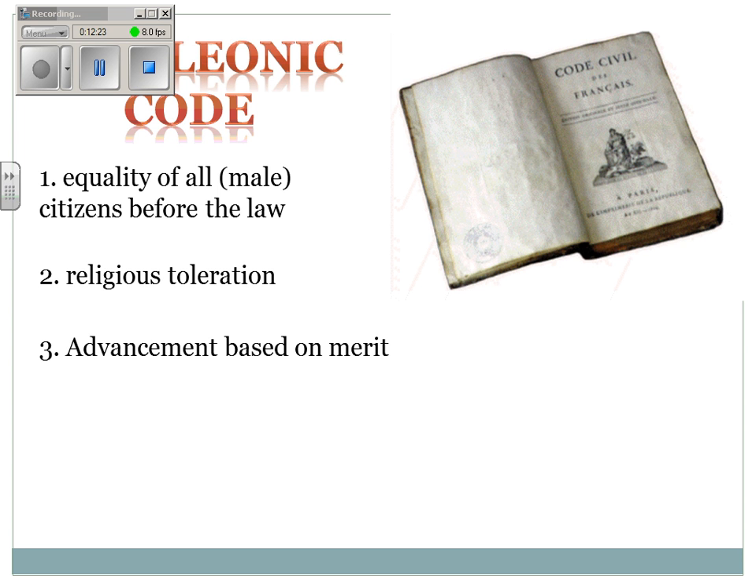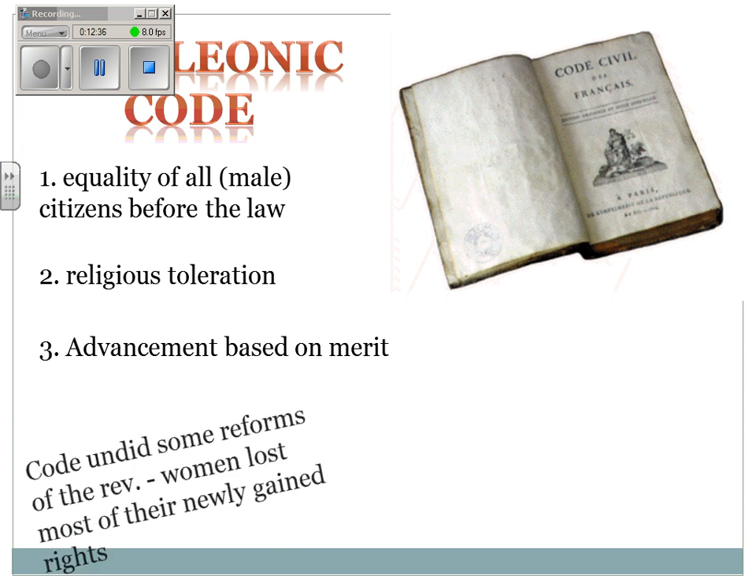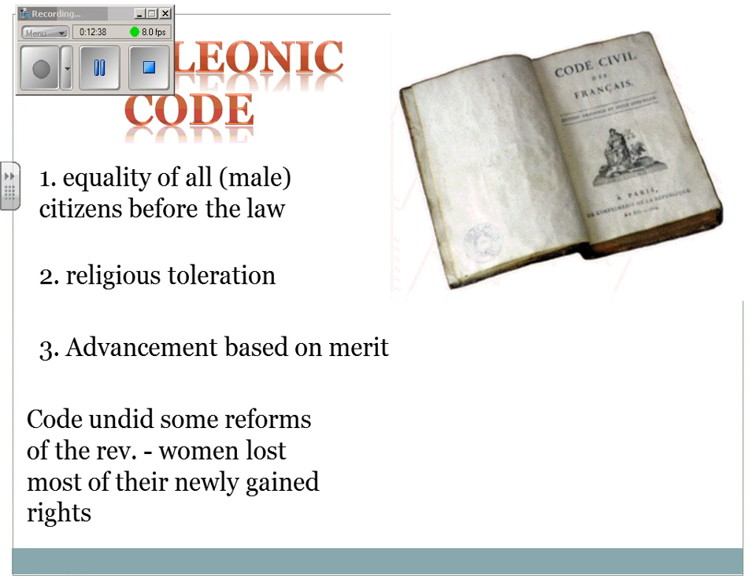This is important because some of the women that gain rights during the French Revolution actually lose rights under Napoleon. And he does grant religious toleration, which we remember from the last class was taken away under Robespierre when they tried to dissolve the Catholic Church. And as I just said, the code undid some of those reforms for women.